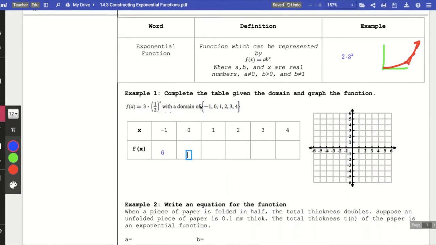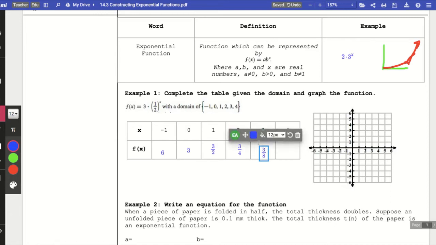3 times 1/2 to the 0 power is 1, because anything to the 0 power is going to be 1. But 3 times 1 is 3. 3 times 1/2 to the 1 power is 3 times 1/2, which is 3 halves. 3 times 1/2 to the 2 power is 3 times 1/4, which is 3/4. And then we have 3 times 1/2 to the 3rd power, which is 1/8. And 3 times 1/8 is going to be 3/8.